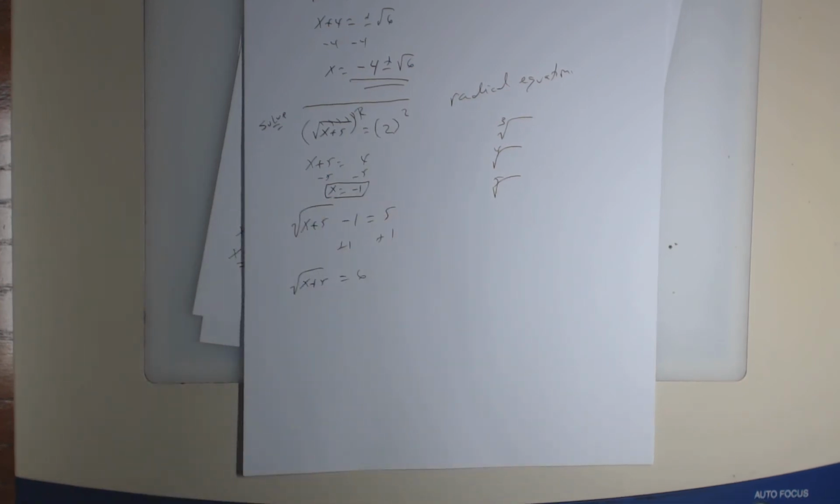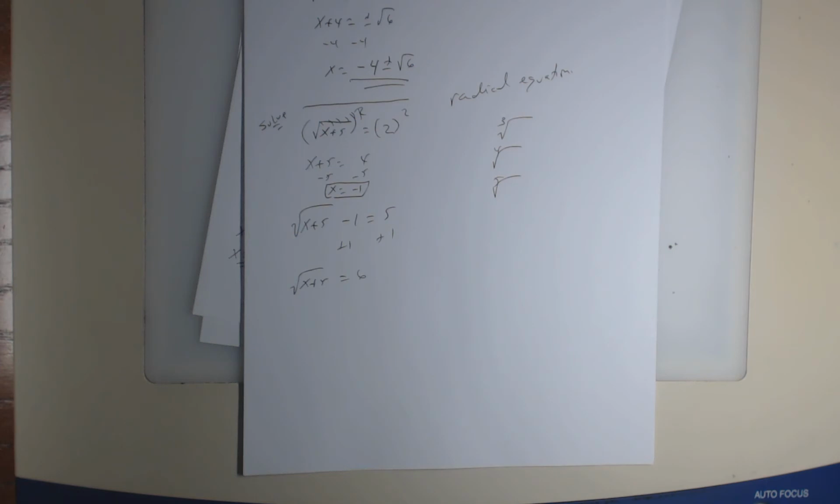Now that's what you talked about last semester. So last semester you talked about radical equations where on one side you had a square root, on the other side you had a number. So when you raise both sides to an even power, you end up with a linear equation.